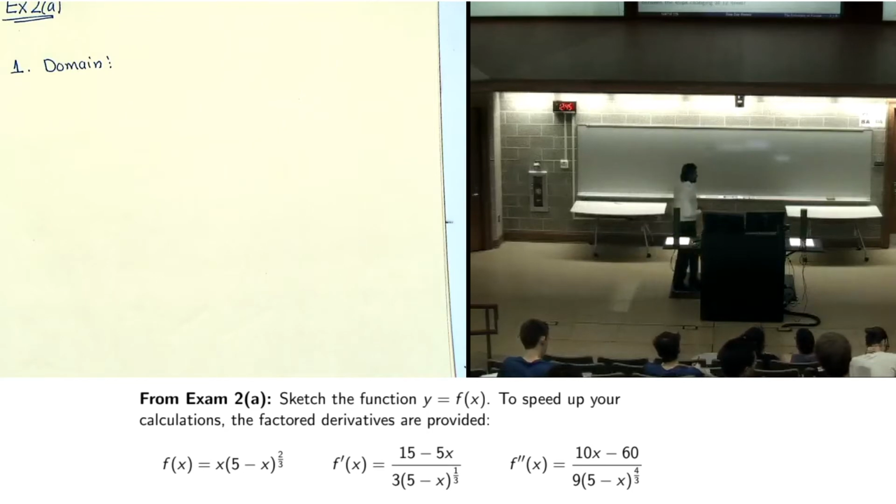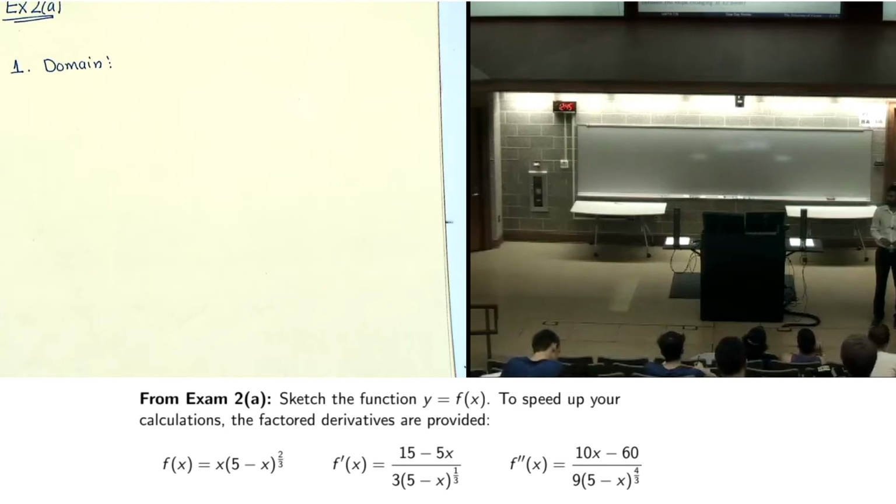What is the domain of the function? Can anyone tell me? Is there any point which is troublesome to this function, which does not satisfy? We cannot? 5? No, that's okay. What is the function?